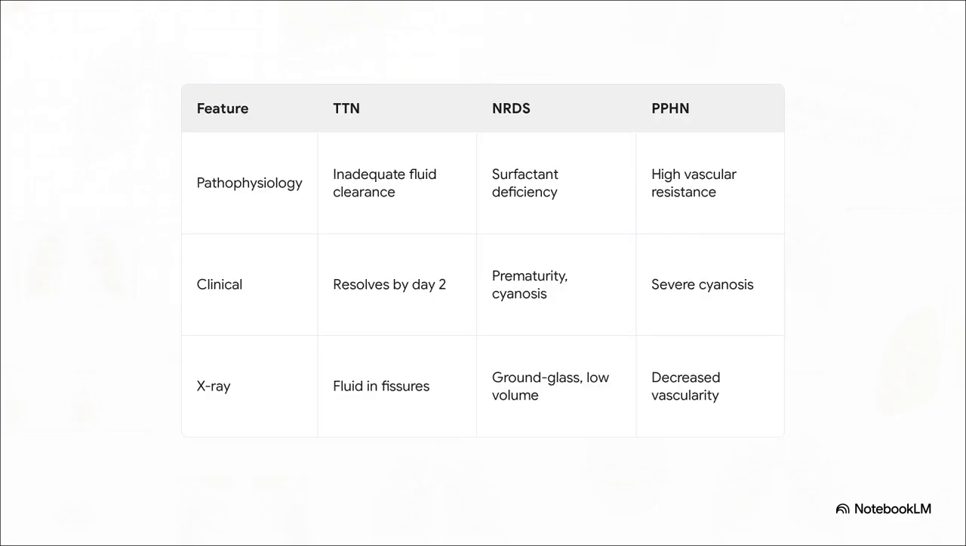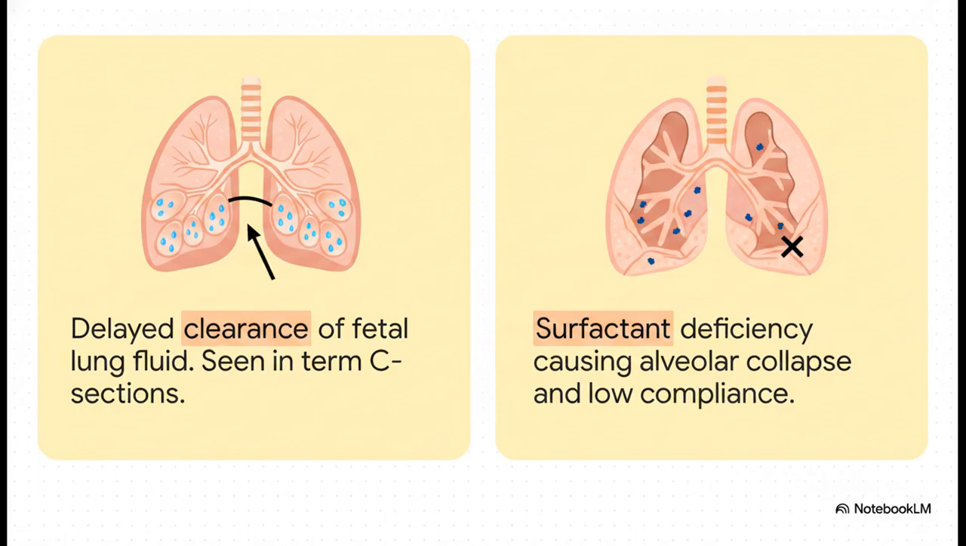Let's put the major newborn respiratory etiologies side by side. We're looking at transient tachypnea of the newborn, respiratory distress syndrome, and persistent pulmonary hypertension. The underlying pathophysiology here, whether that's inadequate fluid clearance, lacking surfactant, or high pulmonary vascular resistance, translates directly into specific clinical timelines and very distinct chest X-ray patterns. Okay, let's compare the mechanisms of those early presentations.